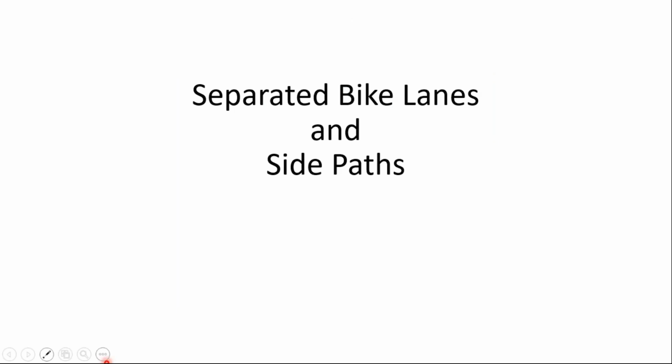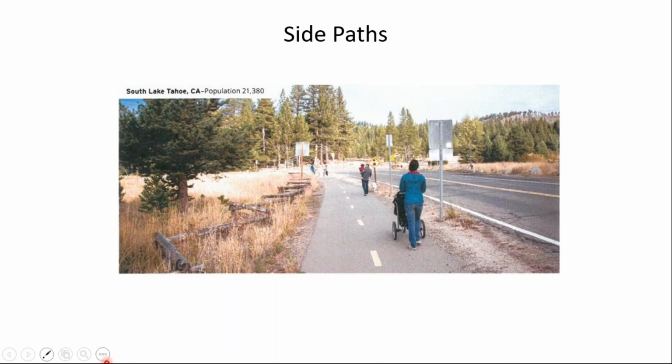Another bicycle facility is the separated bike lanes and side paths. And here's an example of a side path, Lake Tahoe, California. Notice it's a shared use facility. Both bikes and pedestrians can use this. And it's separated some 5 feet or so, maybe more, from the roadway, and essentially follows the roadway alignment.